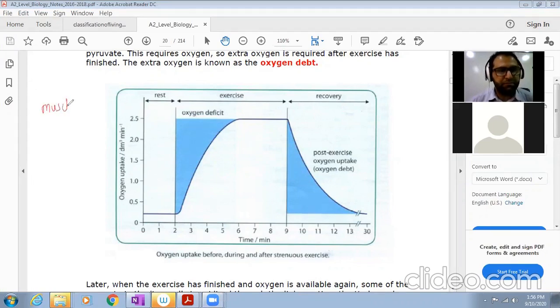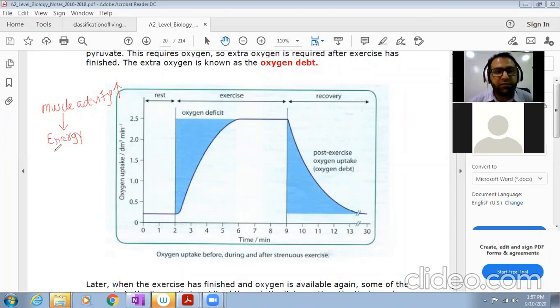My muscle activity will be more. So when my muscle activity is more, meaning muscle contraction and relaxation is more, that needs more energy. And for that energy, I need what? I need more oxygen to break down glucose.